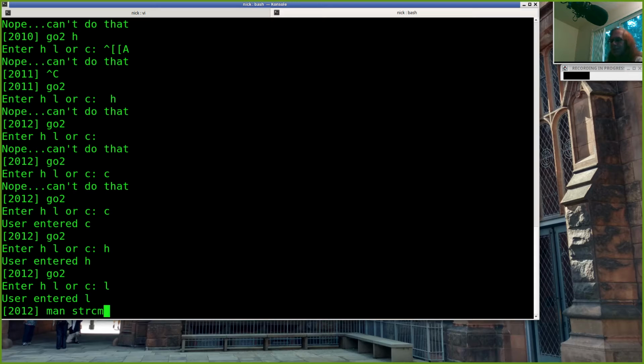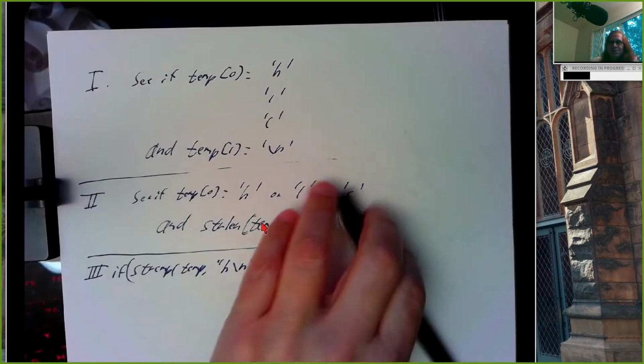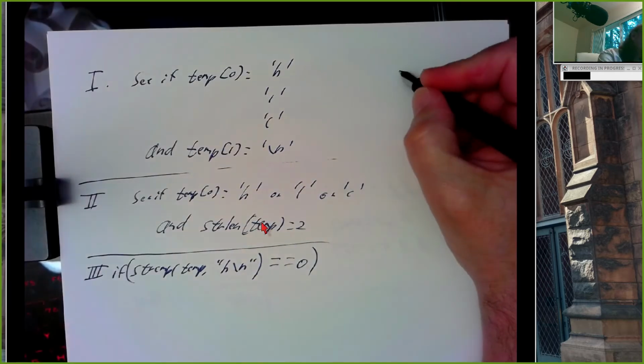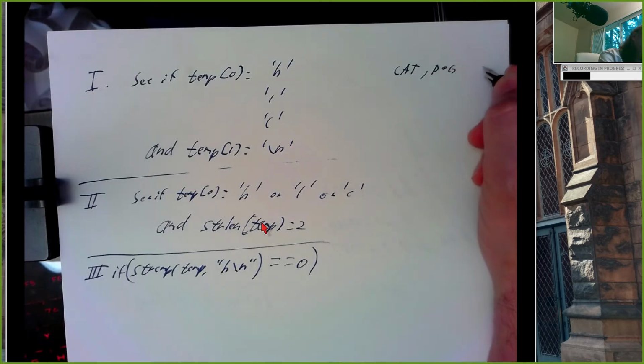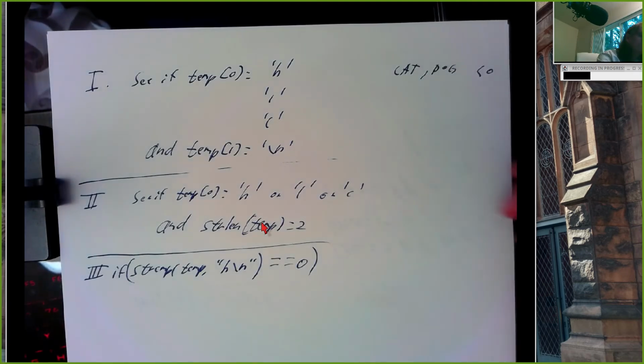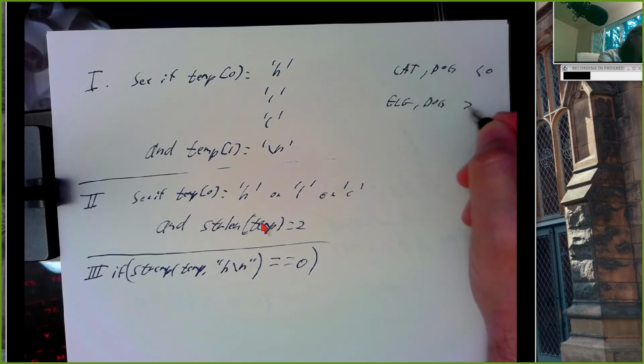If you check the manual page for string compare, it compares 2 strings and returns an integer less than, equal to, or greater than 0 if S1 is found to be less than, to match, or be greater than S2. And greater than means looking at the ASCII codes character by character. So if I do a string compare on cat and dog, this would be less than 0. If I do elephant and dog, this would be greater than 0.